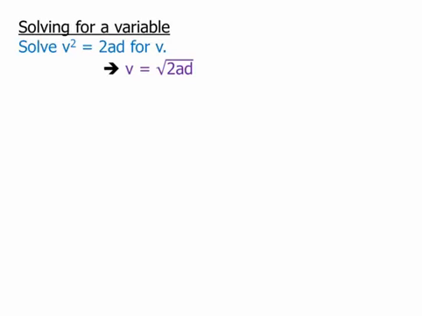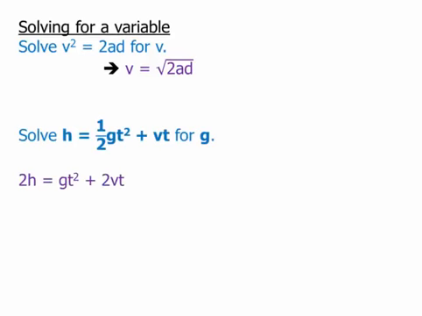Second question type, solving for a variable. So it might give that same explanatory paragraph and then give us this equation, v squared equals 2ad, and ask us to solve for v. And of course, what we're going to do is simply take a square root. So v equals the square root of 2ad. And we can assume everything is positive, so we don't have to worry about the plus or minus.